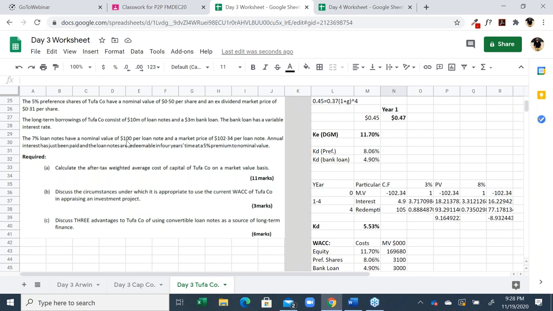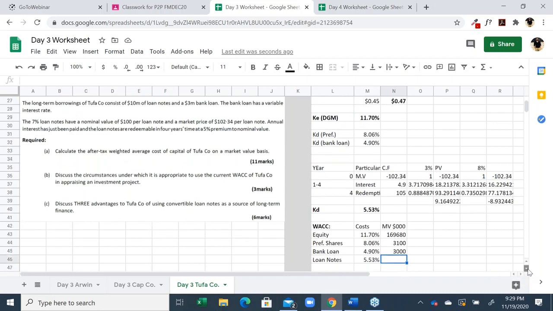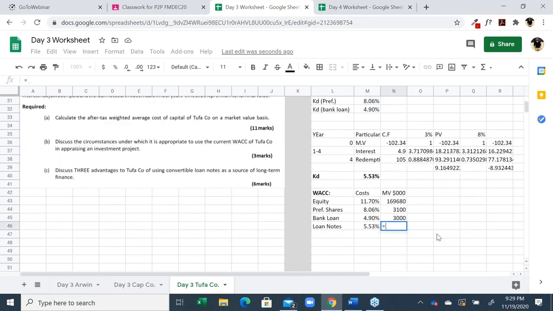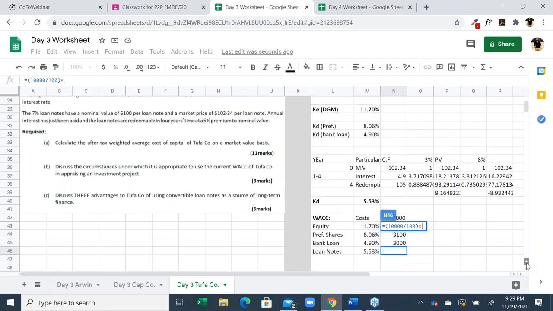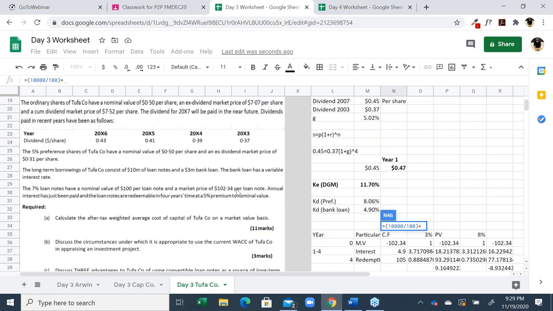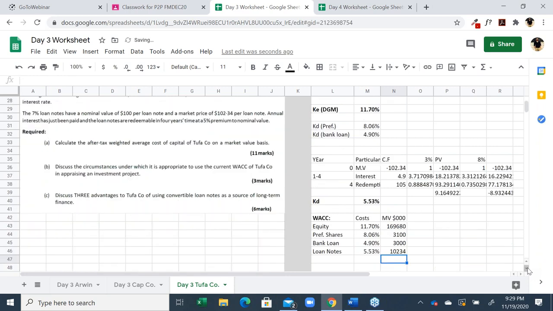The loan notes have a par value of 100 and the total value of 10 million. So 10 million means 10,000 divided by 100 and multiplied by the market price, which was 102.34. So 10,234.